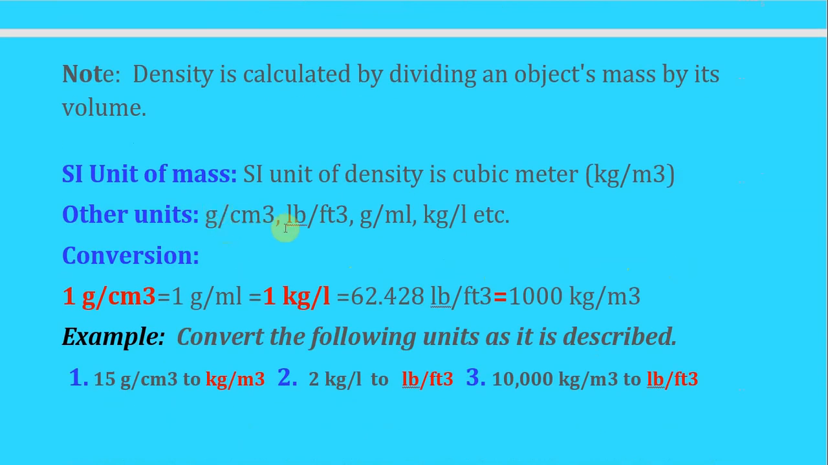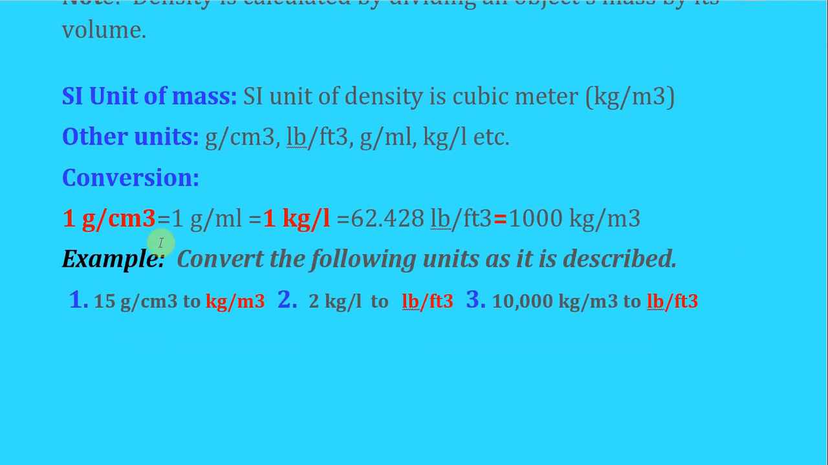Other units are gram per cubic centimeter, pound per foot cube, gram per milliliter, kilogram per liter, etc. Important conversions are 1 gram per cubic centimeter is equal to 1 gram per milliliter, and 1 gram per milliliter is equal to 1 kilogram per liter, and 1 kilogram per liter is equal to 62.428 pound per cubic foot, and this is equal to 1000 kg per meter cube.